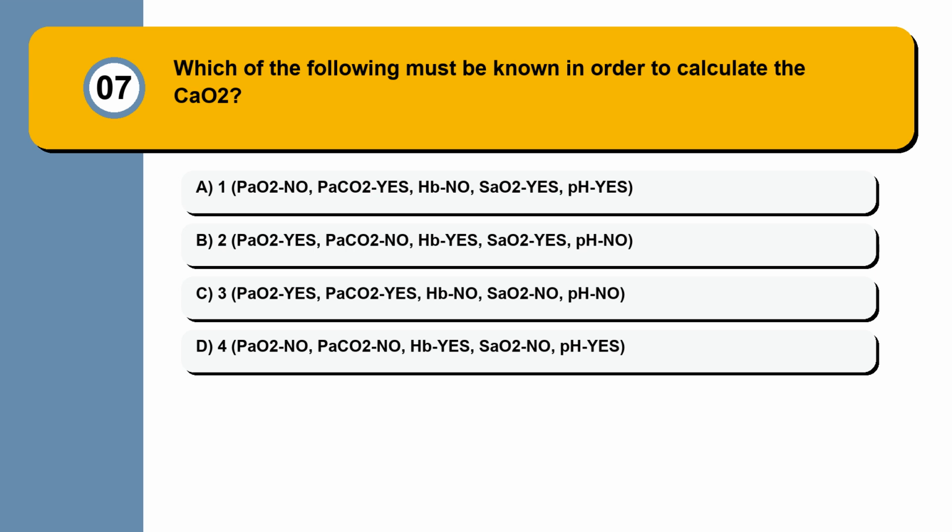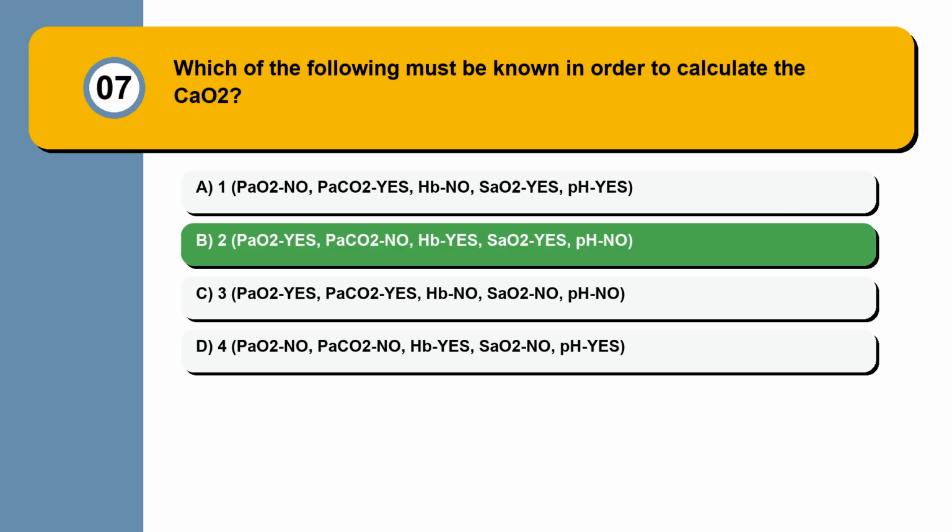Question 7. Which of the following must be known in order to calculate the CaO2? 1. PaO2 no, PaCO2 yes, Hb no, SaO2 yes, pH yes. 2. PaO2 yes, PaCO2 no, Hb yes, SaO2 yes, pH no. 3. PaO2 yes, PaCO2 yes, Hb no, SaO2 no, pH no. 4. PaO2 no, PaCO2 no, Hb yes, SaO2 no, pH yes. The answer is number 2.